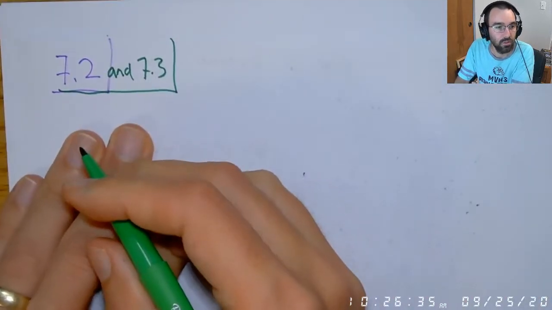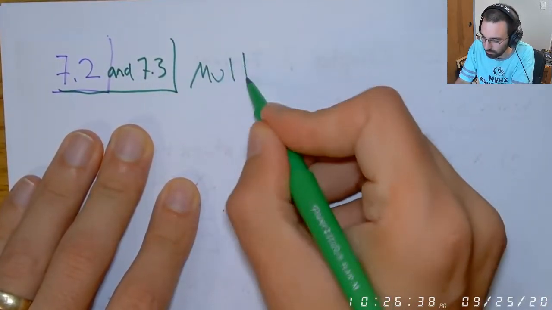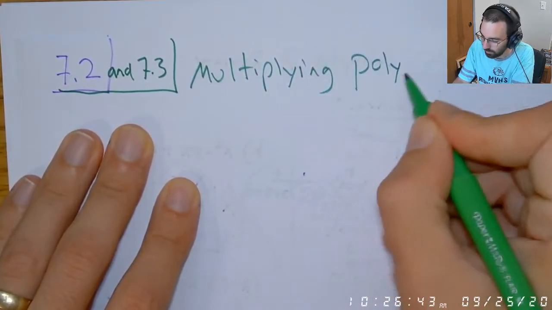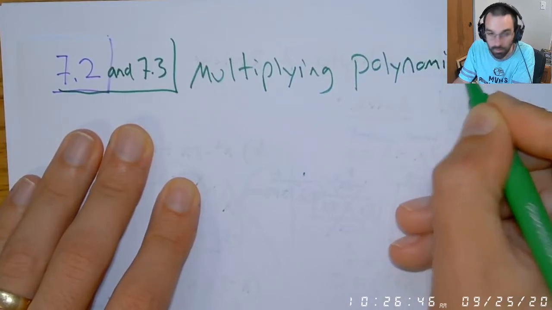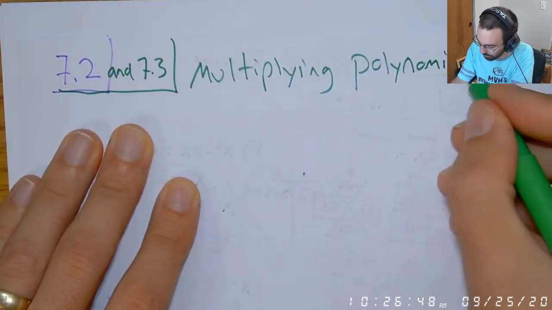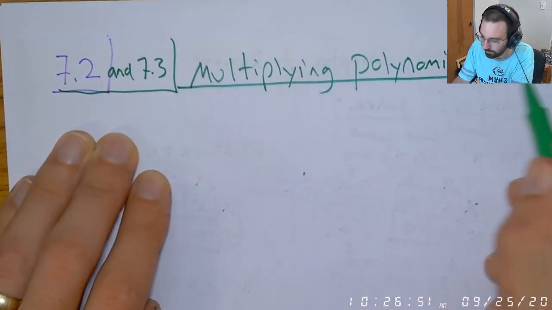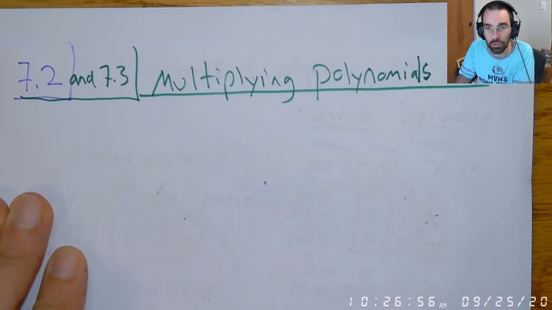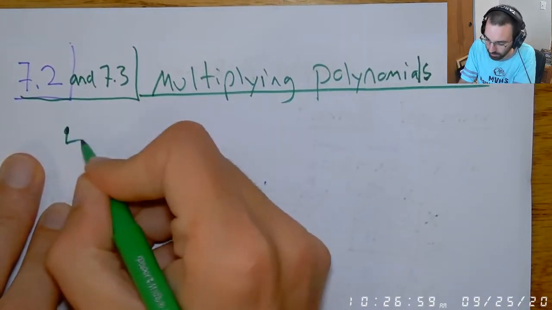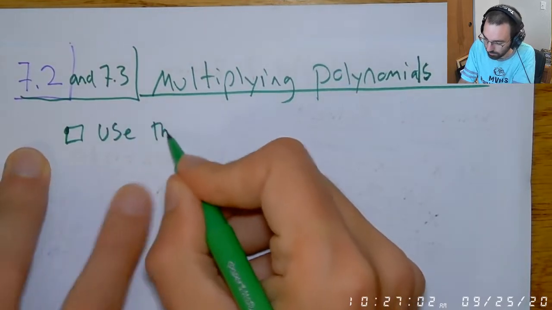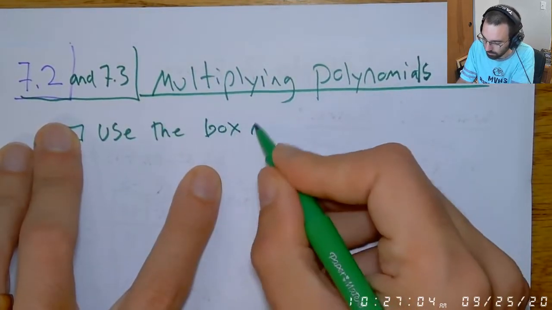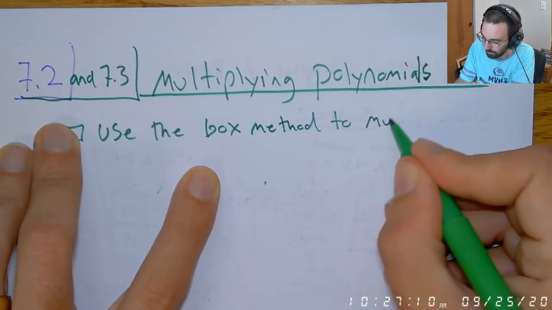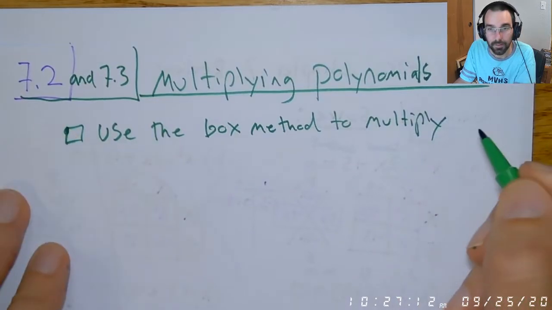Okay. So 7.2 and 7.3, we're both multiplying polynomials. Oops, I forgot an L in polynomials. It's right there. Okay, so we're going to be multiplying polynomials. Okay, so remember we use the box method to multiply.